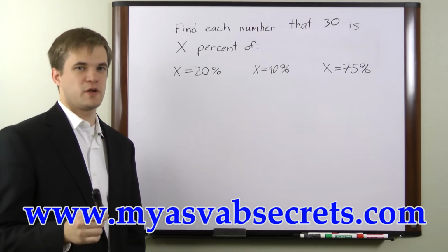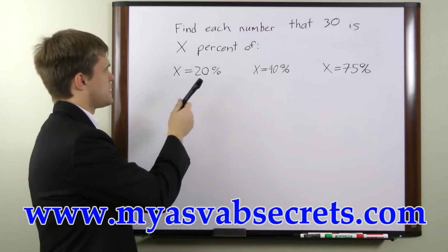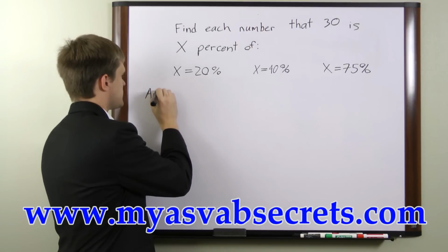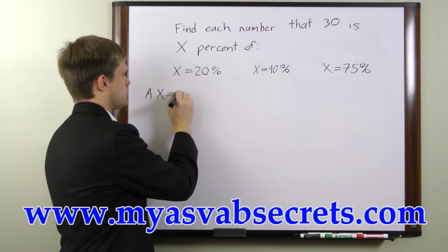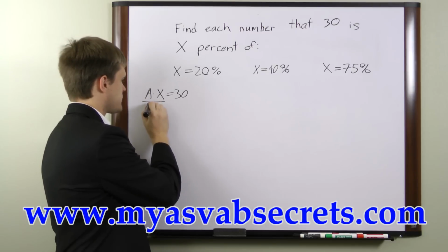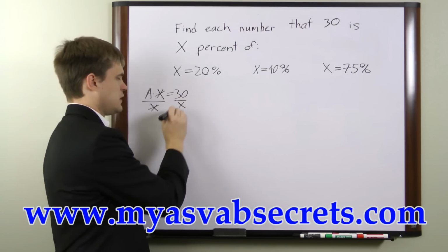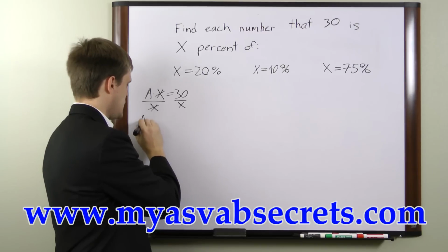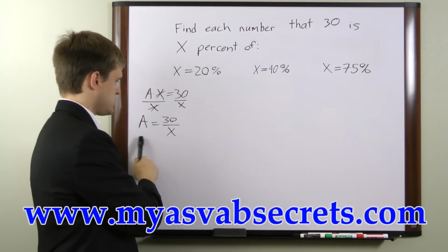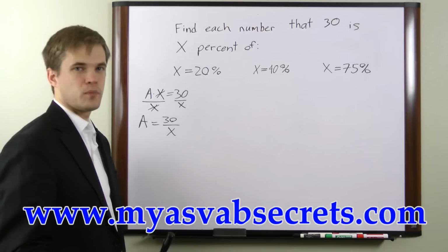Now to do this, we need to figure out what equation to use. We'll use a to represent the number we're looking for. We can say that a times x% is equal to 30. And we can simplify this by dividing both sides by x. The x's on this side cancel, and that leaves us with a equals 30 over x%. So that's the formula we'll be using to find a for each of these values of x.